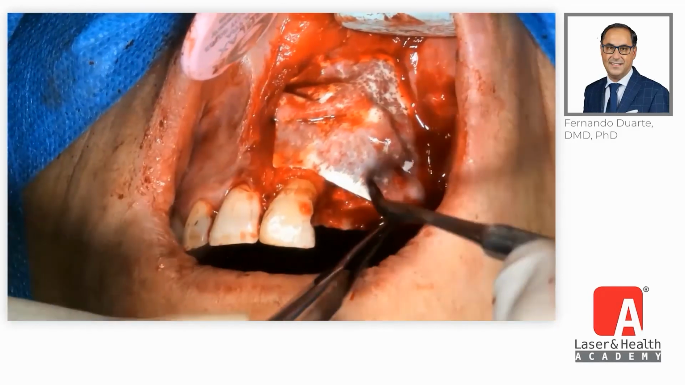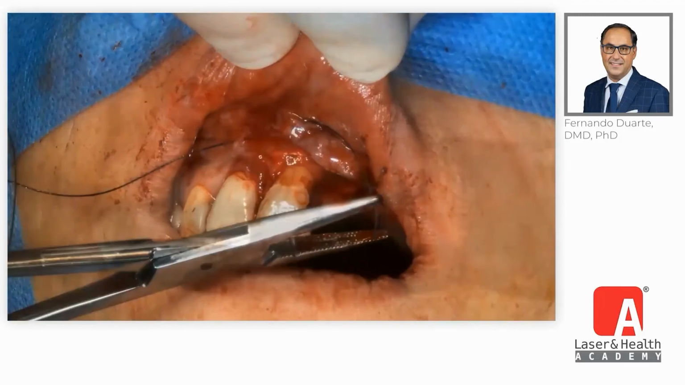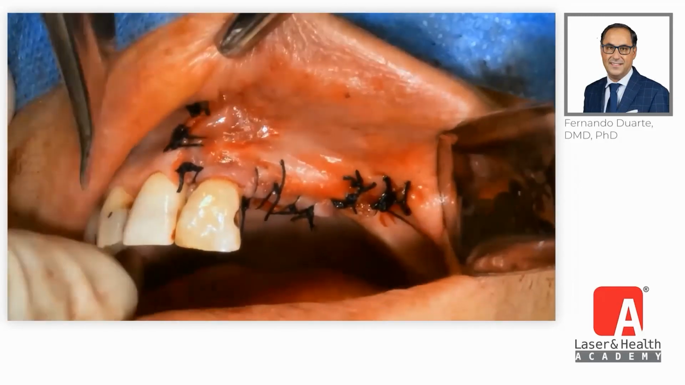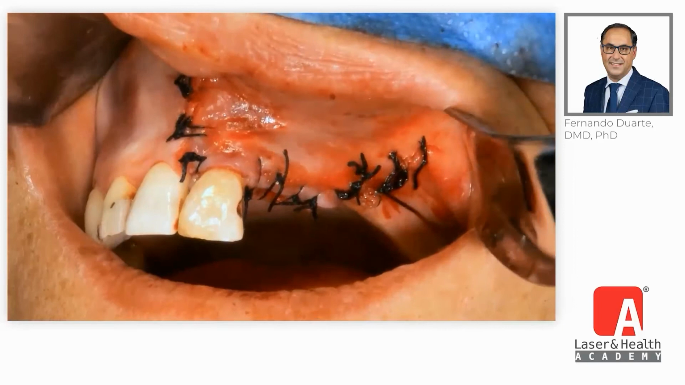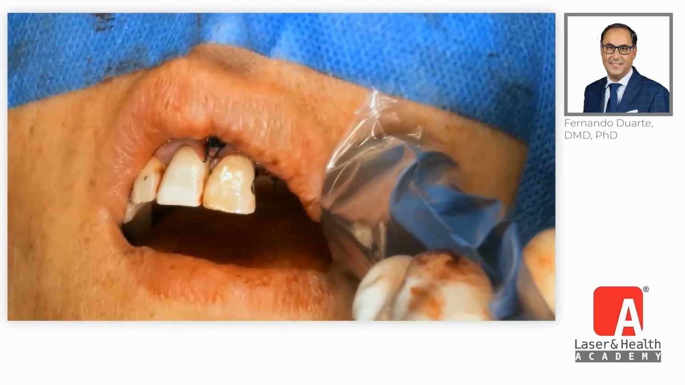And here it is, stitching with the silk, and finally, in the same procedure, we will do photobiomodulation.